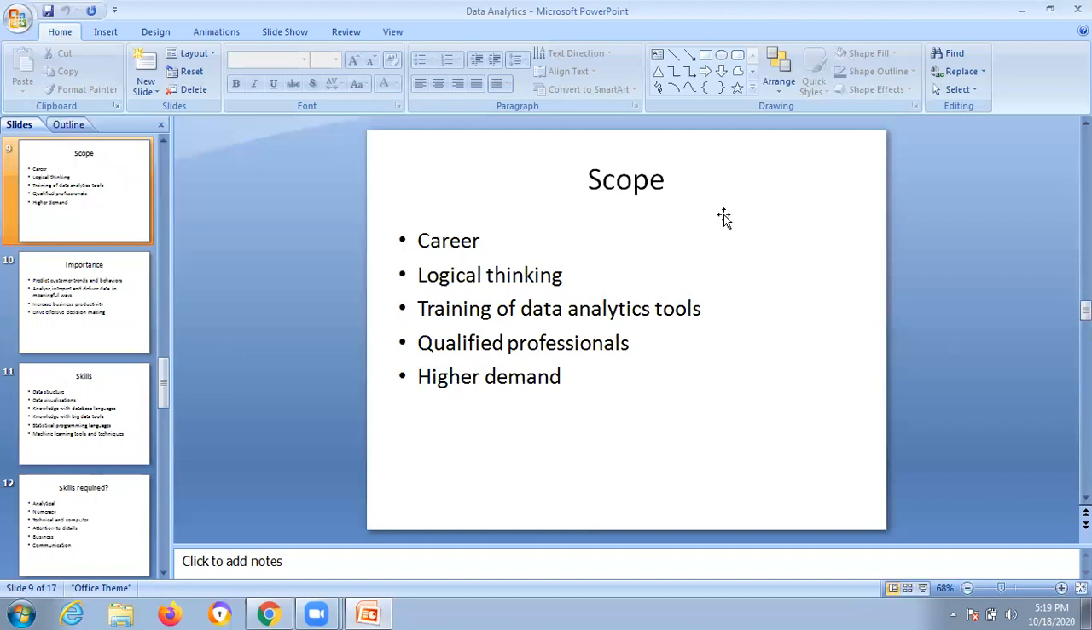These tools can be worked on. SAS, we need to work on that. Next, qualified professional. You are a highly professional person, then if you become a data analyst or data scientist, demand will be more also if you understand data analytics.